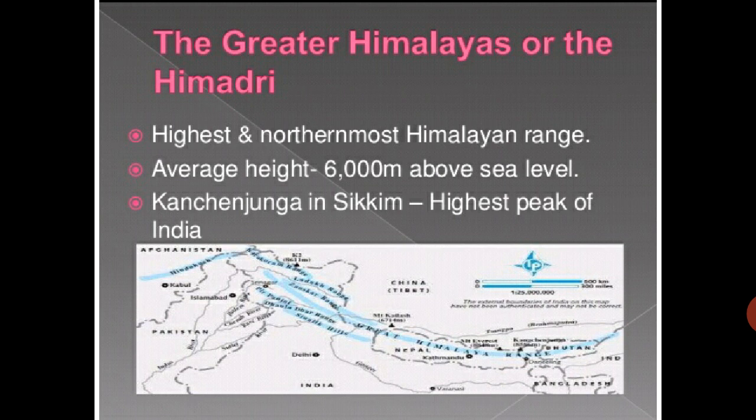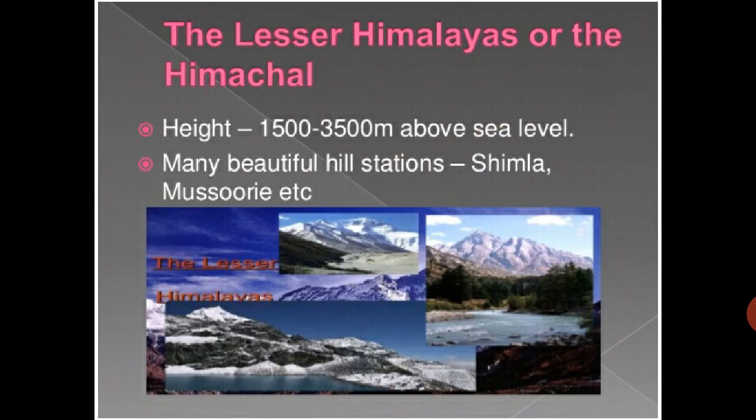Now the Greater Himalayas or the Himadri, the highest and northernmost Himalayan range, has an average height of 6000 meters above sea level. Kanchenjunga in Sikkim is the highest peak of India. Now the Lesser Himalayas or the Himachal, the height is 1500 to 3500 meters above sea level. Many beautiful hill stations, Simla, Mussoorie, etc. are there in this range.